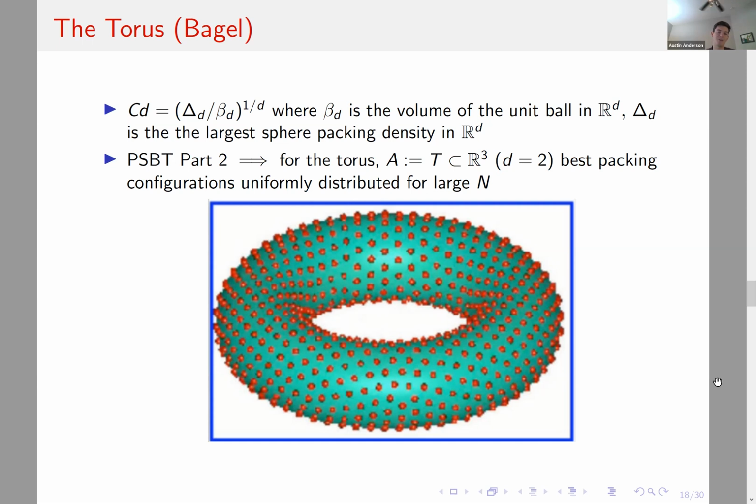Now, relating back to the first slide of my part of the presentation, we actually know a formula for this constant C sub D that we get from the asymptote for best packing, and it is the largest density sphere packing value in dimension D divided by the volume of the unit ball in R^D, all raised to the 1 over D. What this means formulaically is that we really only know this C sub D explicitly for D equal to 1, 2, 3, 8, and 24 at this point.